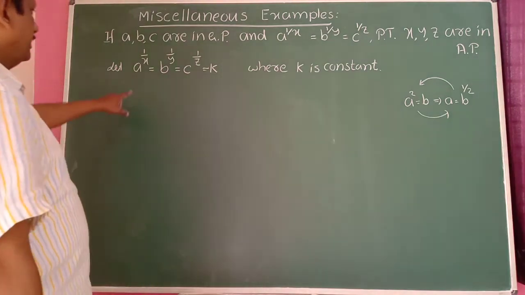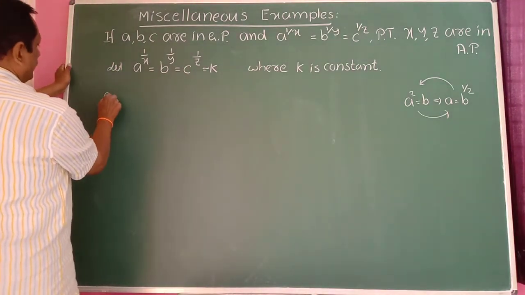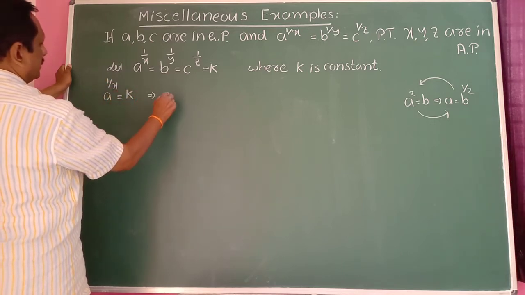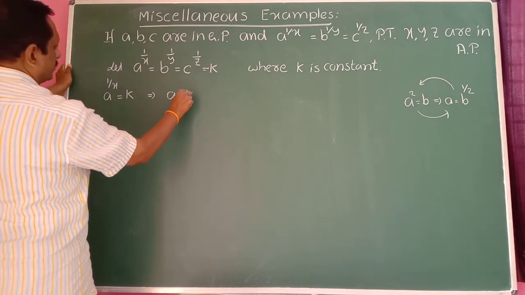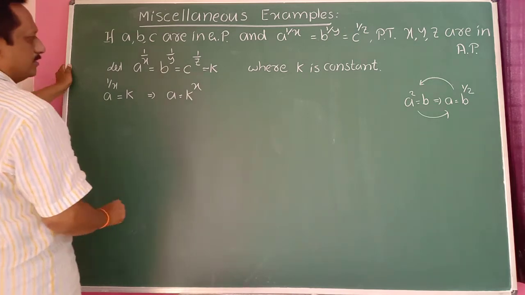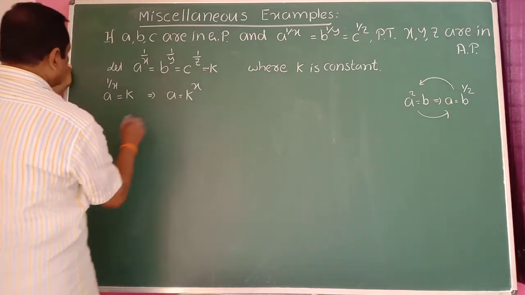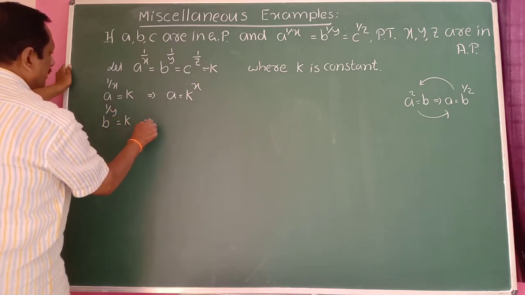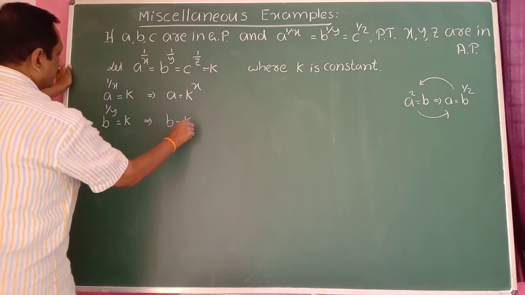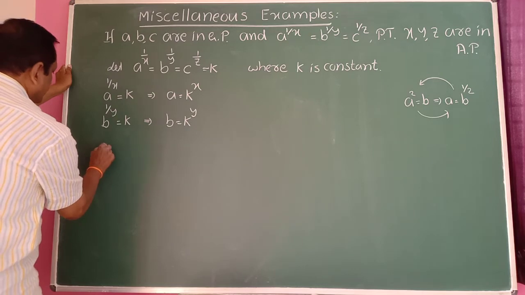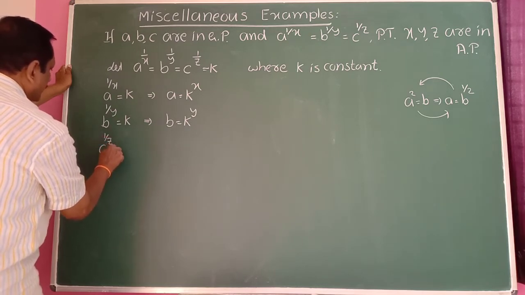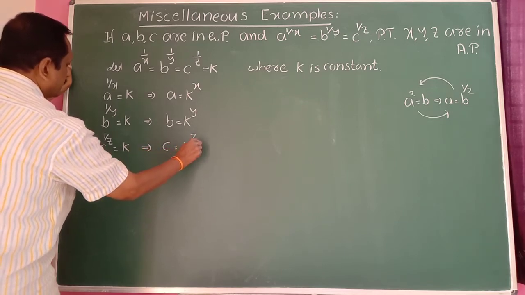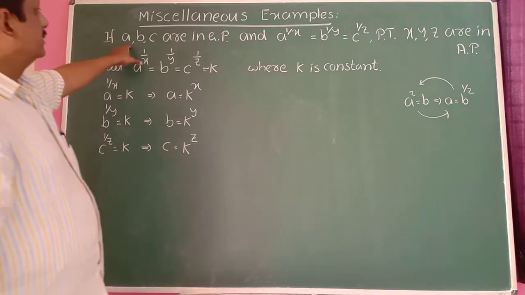Therefore, A raised to 1 upon X is equal to K. This implies A is equal to K raised to X. Similarly, B raised to 1 upon Y is equal to K implies B is equal to K raised to Y. Then C raised to 1 upon Z is equal to K. This implies C is equal to K raised to Z. And then given these are in GP.